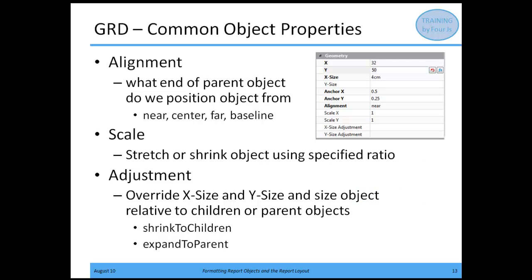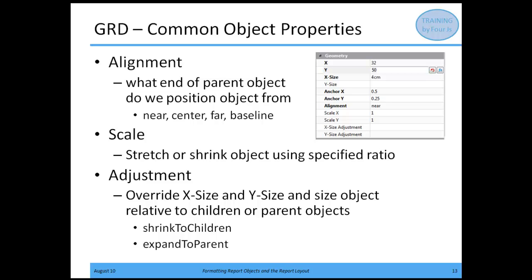Other important geometry properties, one is alignment. From what end of the parent object do we position the object from? So you can do it near, close, you can do it in the center, you can do it far, you can do it baseline. If you recall back, a right click on an object will bring up, in the work area, the drop down menu that allows you to change this alignment property. You could also go and change it directly inside of that object's properties panel.